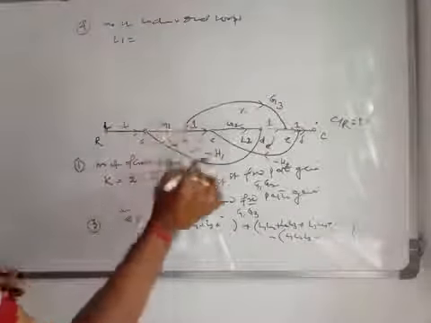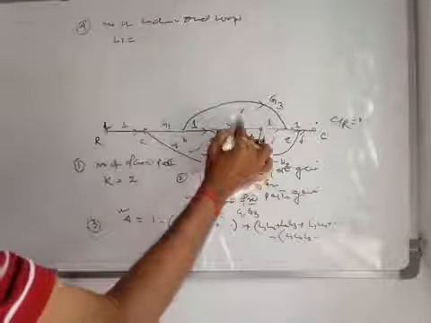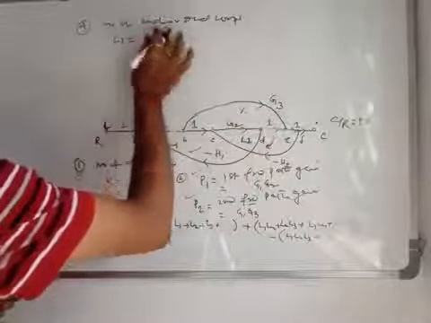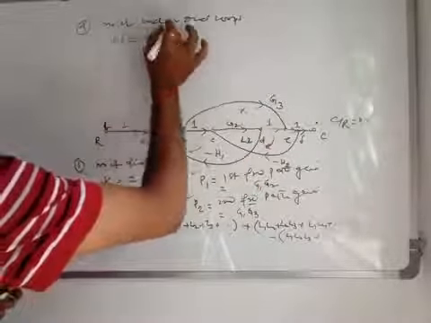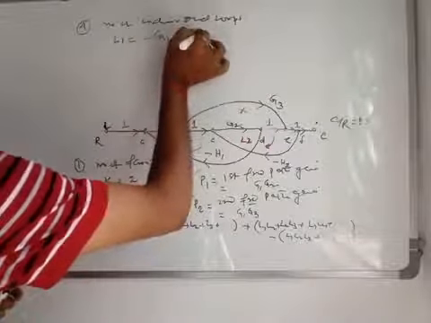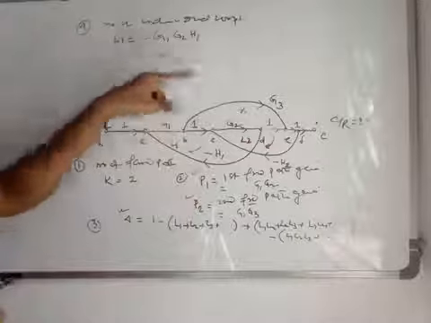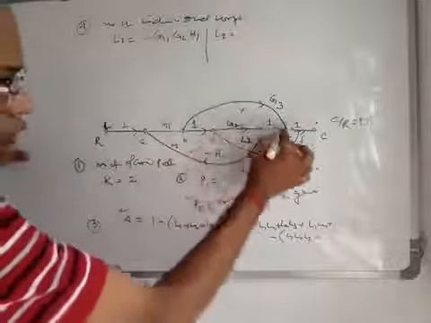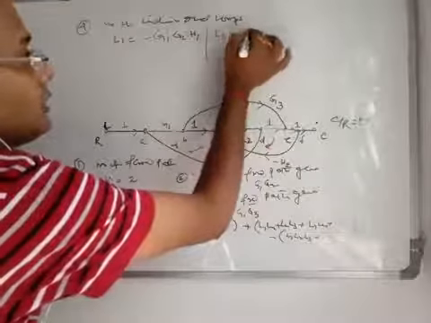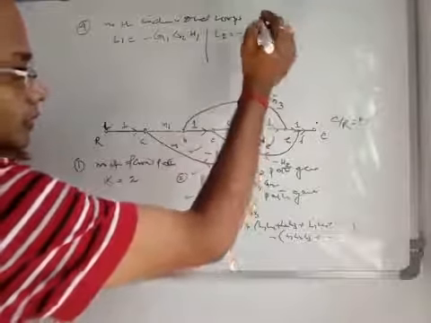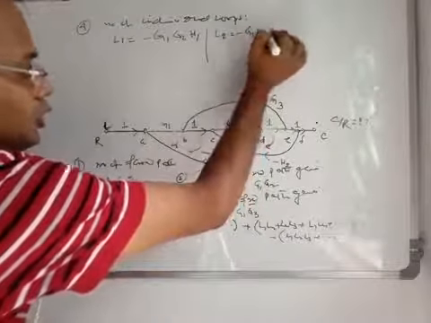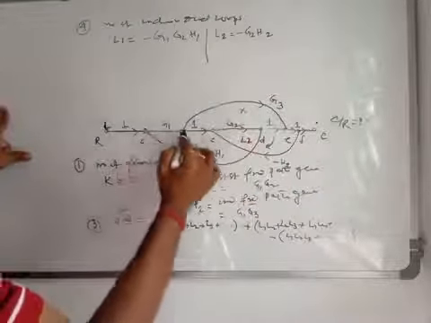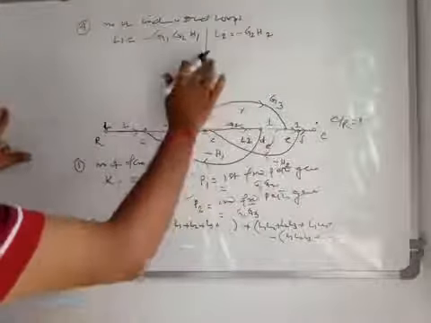L1 means the loop gain. What is this? G1 into G2 into minus H1. So minus G1 G2 H1. This is the first loop gain. And similarly, you get the loop 2, that is G2 into 1 and minus H2. So minus G2 H2. Okay, this is minus G2 H2 and this is minus G1 G2 H1. So these are the two loops.